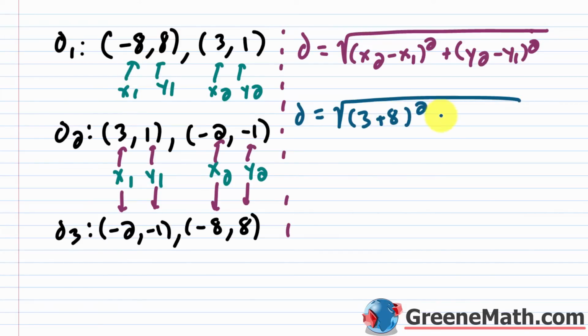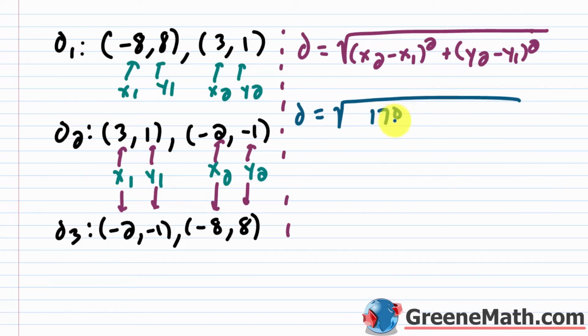This is quantity squared. Then plus, for Y sub 2, that's 1. Then minus, for Y sub 1, that's going to be 8. And this is quantity squared. So 3 plus 8 is 11. So this right here would be 11 squared. And we know that's 121. And then 1 minus 8 is going to be -7. So this would be -7 being squared, which would be 49. So if we think about 121 plus 49, that's going to be 170. So this is the square root of 170.